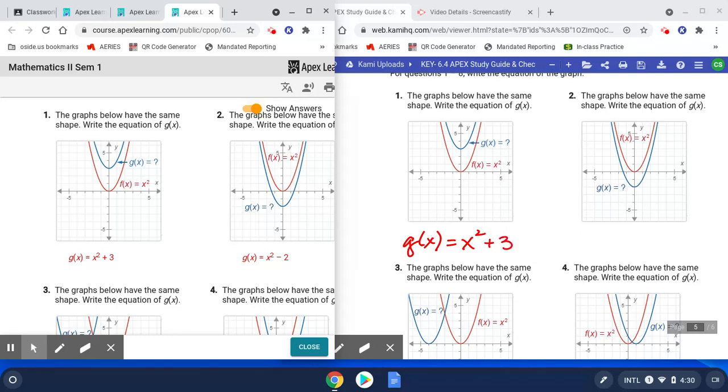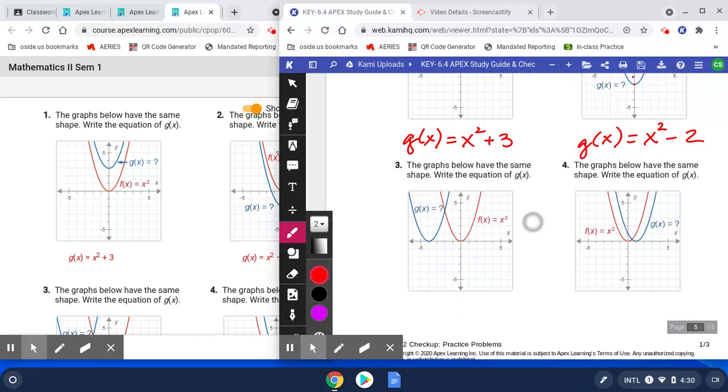Now the original function is the red one, also starting at the origin, and g of x this time has been shifted down 2, 1, 2. So we go g of x equals the original function of x squared down 2.